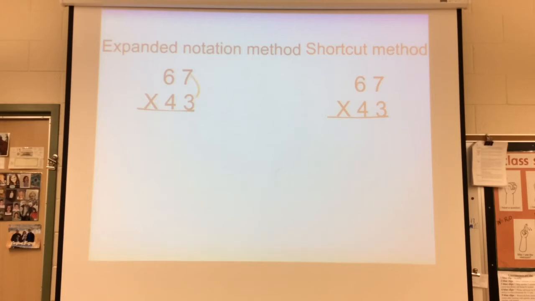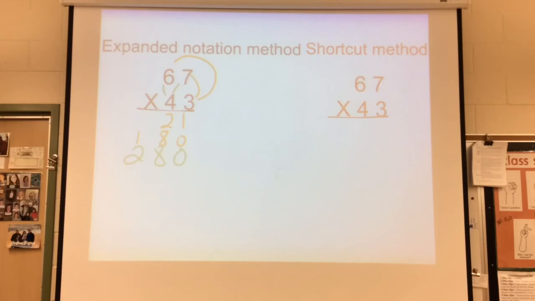So I'm going to do 3 times 7 is 21, and I'm going to do 3 times 60, which is 180. Then I'm going to multiply this 40 times the 7. It's 28 tens, 280, same thing. And I'm also going to multiply the 40 times the 60. I almost said 4. It's really a 40.